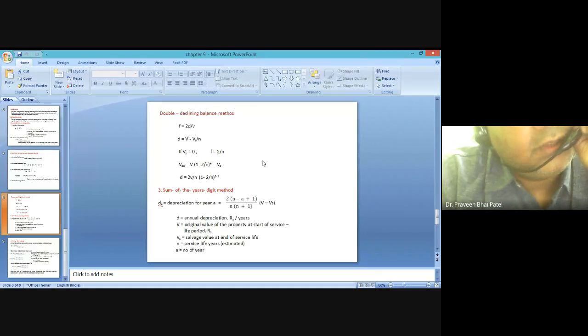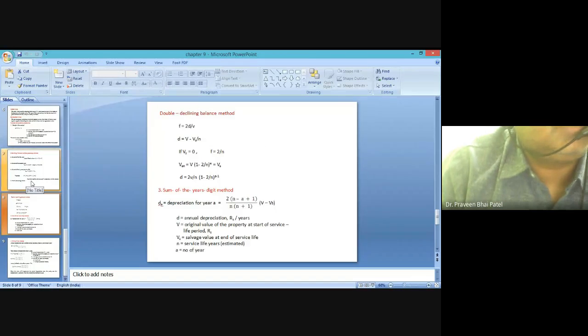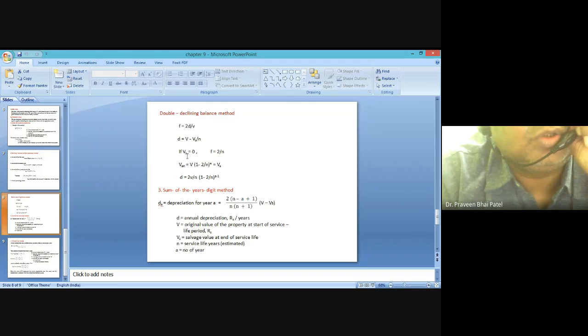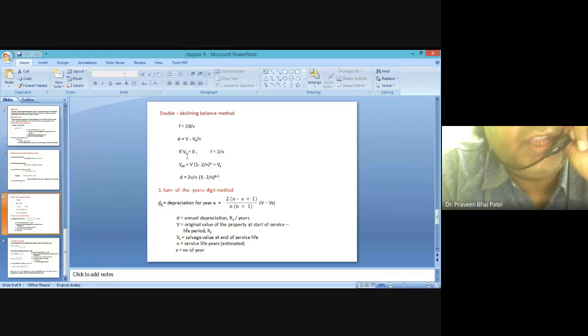F is again the fixed factor which we have talked about, the fixed percentage basis. Then D is the depreciation, (V - Vs)/N, where V stands for the original value, Vs stands for the salvage value, and N stands for the service life. If here we are considering the salvage value to be zero also, so what will be the function? In that case, we will have F = 2/N. So when we finally calculate the depreciation value, then we will have (2V/N)(1 - 2/N)^(a-1).